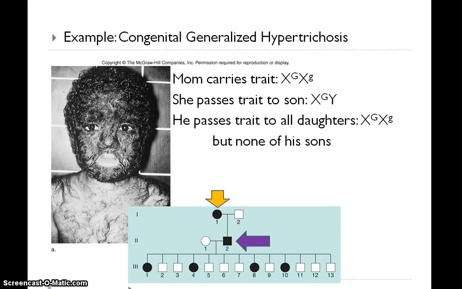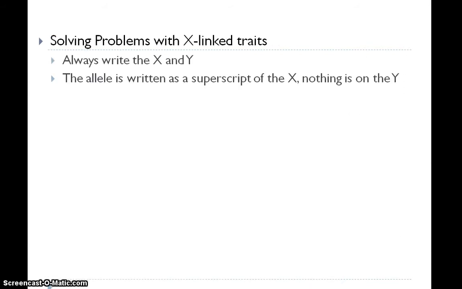Notice that he passes the trait to all daughters, but none of his sons. That's because every single son received the Y chromosome from the dad. This is a very common pattern of inheritance for X-dominant traits. Take a look at this pedigree and practice writing the genotypes for these individuals.